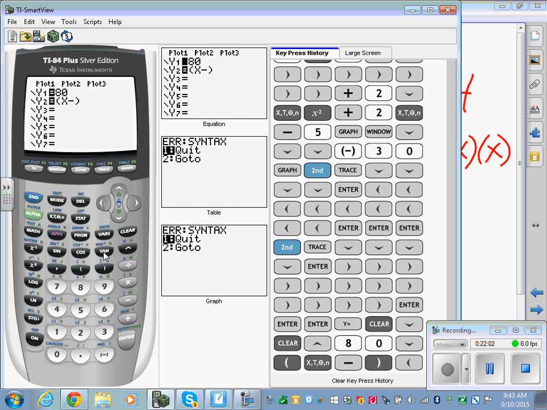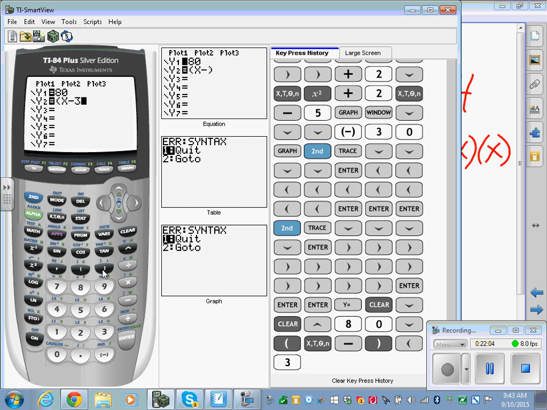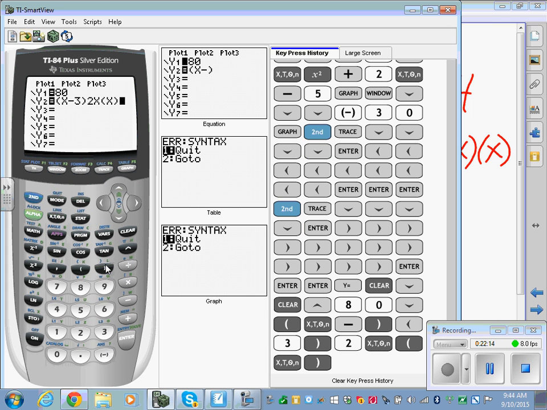Oh, why is it doing that? X minus 3 times 2x times, and I'm going to put this in parentheses so that it knows to multiply all of it times 2x. You could put parentheses around all of those things and it would be fine. Okay, questions on that? Now I'm going to hit graph.